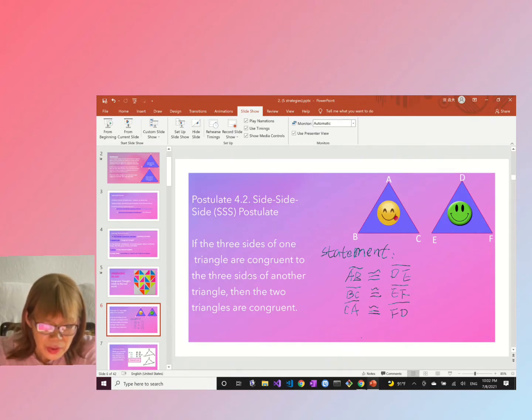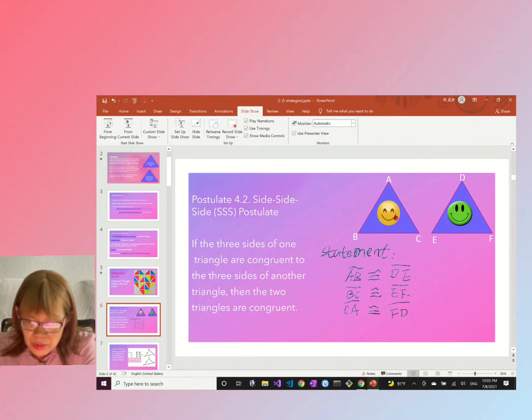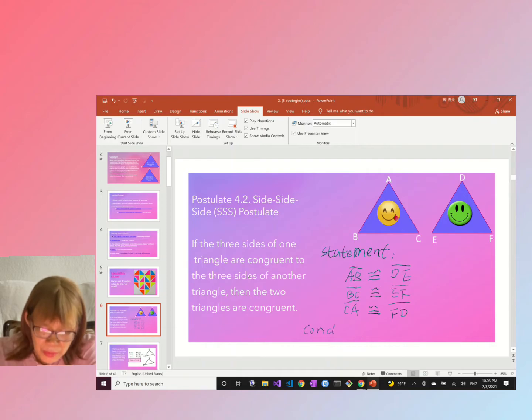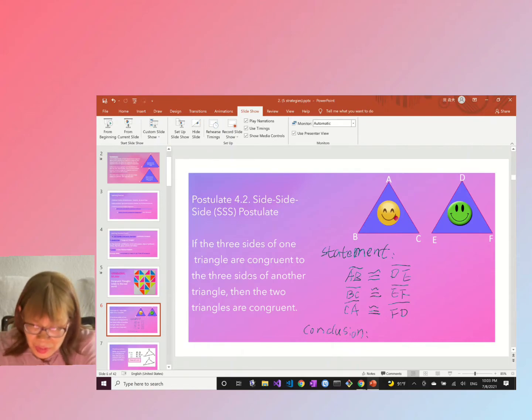We find that the three sides of one triangle are congruent to the three sides of another triangle. You see, AB to DE, BC to EF, CA to FD from the other triangle. So what happened? What is the conclusion? The conclusion is that the two triangles are congruent, okay?